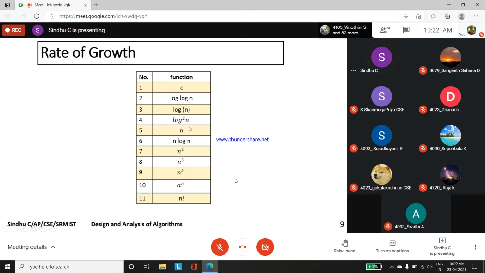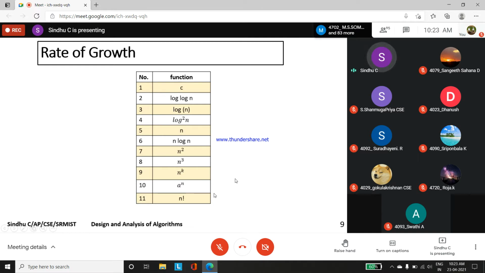Then this is n. N is the size of the input. So if it is thousands of students, so that's 1000 is n, right? So you should know that log squared n is smaller than n. And each one is bigger than the previous one, right? So this is quadratic, cubic, and this is polynomial, exponential, and factorial.